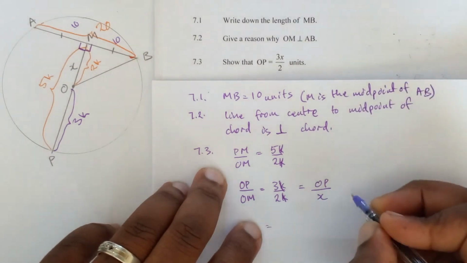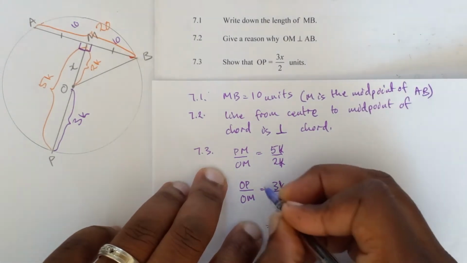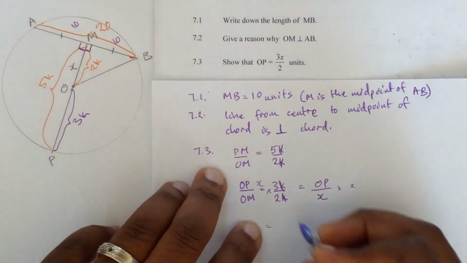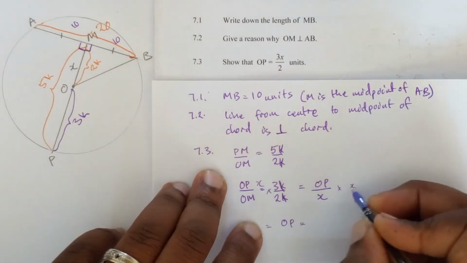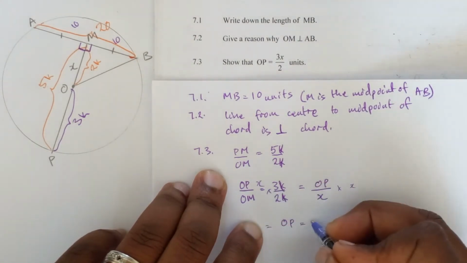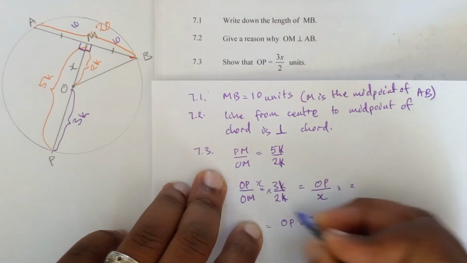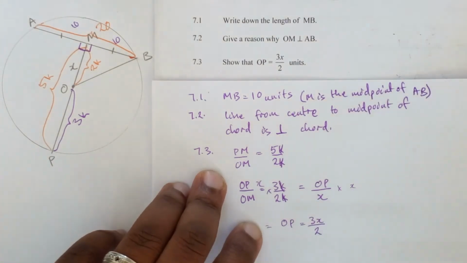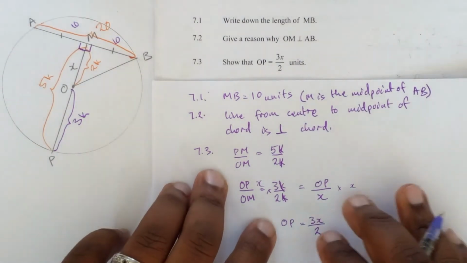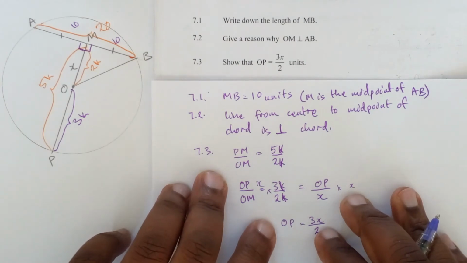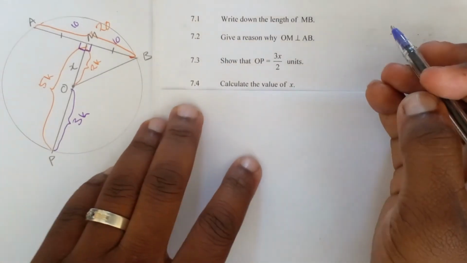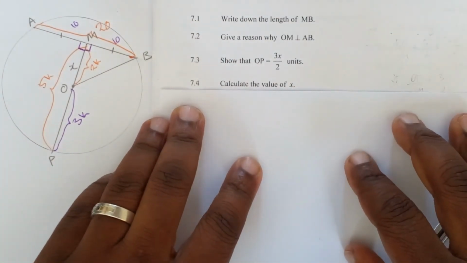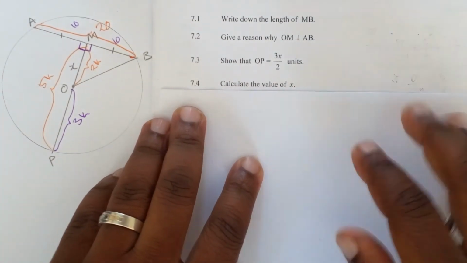So if I cross multiply both sides, that means OP is going to be equal to, remember this cross multiplied, so that's 3x over 2. Remember it cross multiplied, so that disappears. Okay, so OP is equal to 3x over 2. Now on question 7.4, we're supposed to find the value of this x.